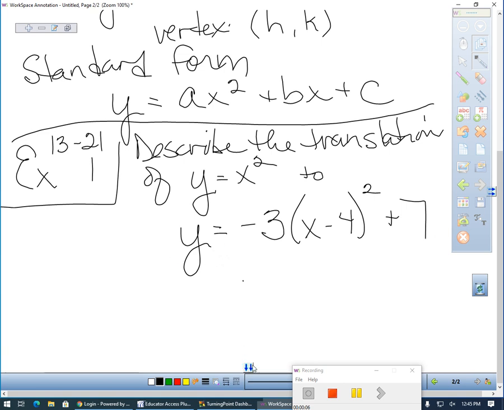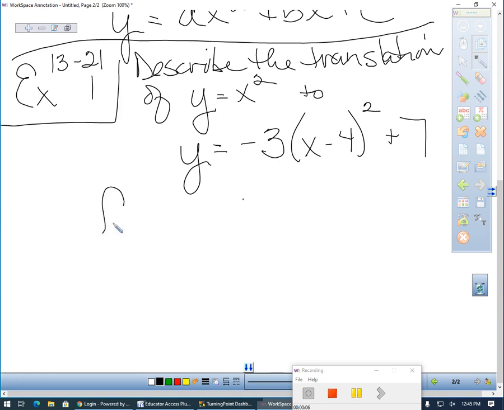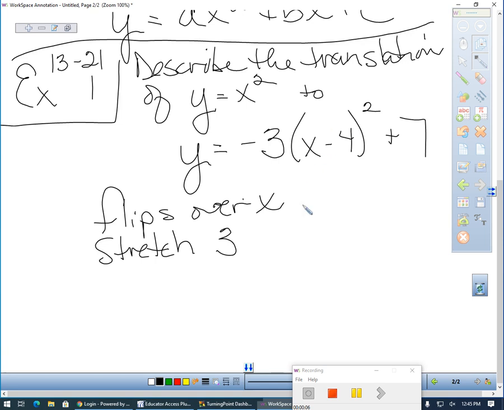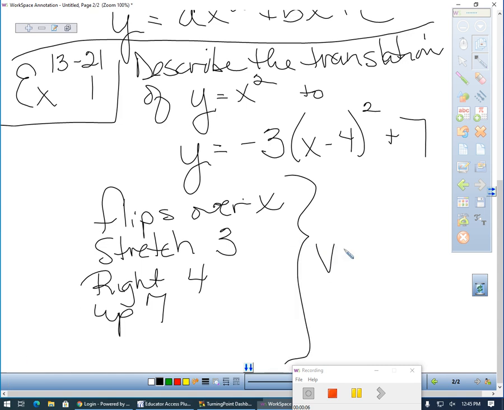So that first negative in front does what? Flip. Flips it over the which axis now? Good. Flips over x. What does 3 do? Stretch 3. All right, inside the parenthesis we have x minus 4. What does that mean? Right 4. Very good. And that last plus 7 at the end? Up 7. Excellent. Out of all that, can you tell me what is our vertex? Good. (4, 7). Very good.